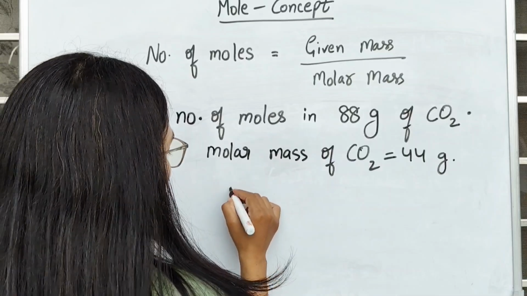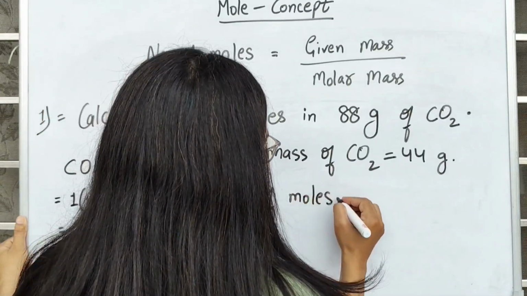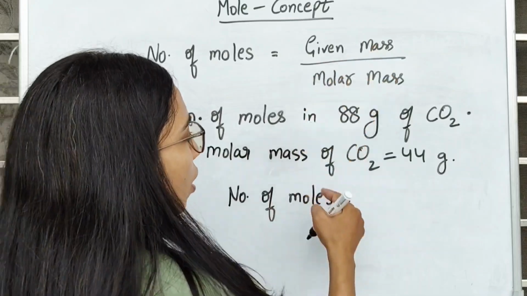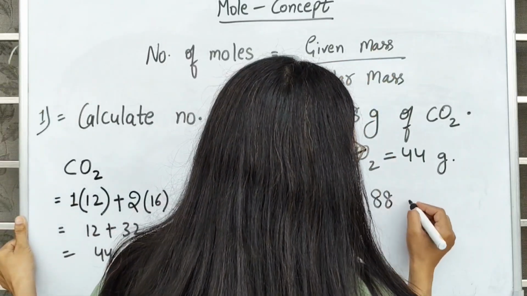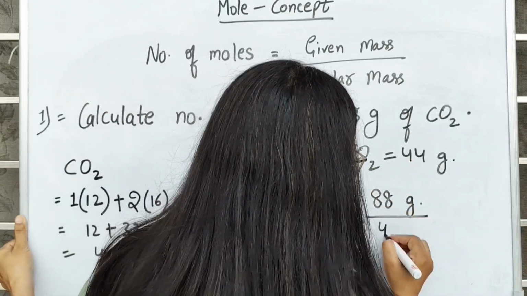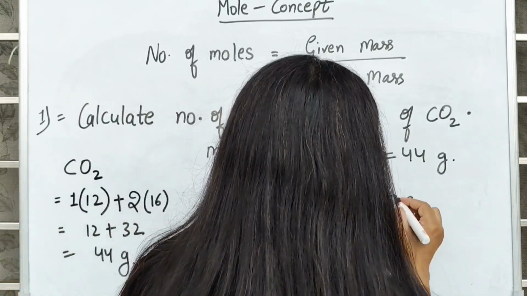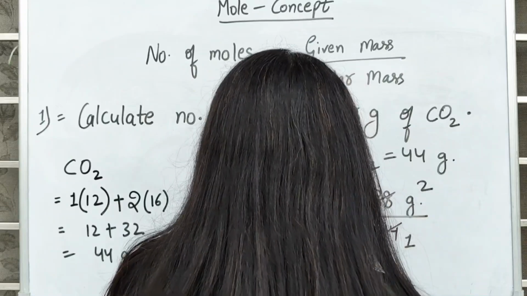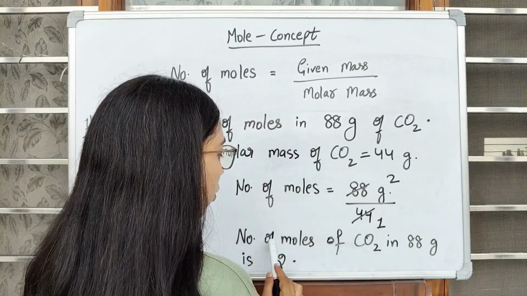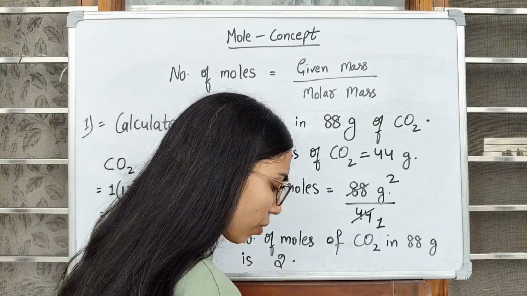Now the number of moles is equal to the given mass, which is 88 gram, upon the molar mass, which is 44 gram. If you solve this, you will get 2. Means the number of moles of carbon dioxide in 88 gram is 2.